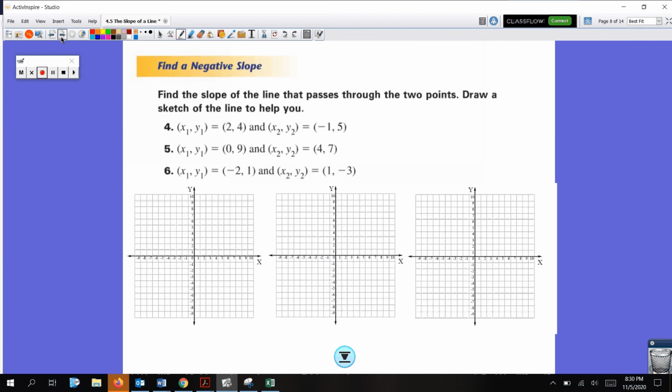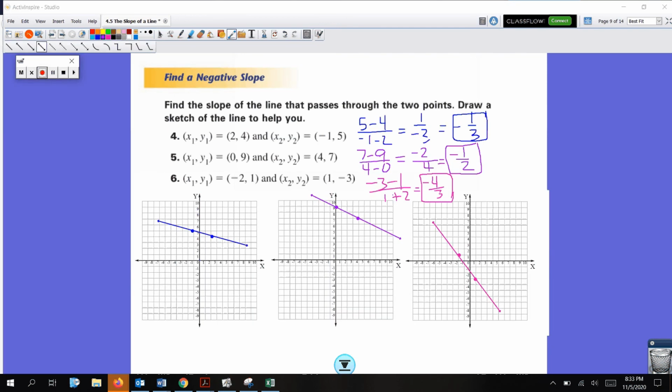All right, so now you find these negative slopes in the next 3 problems. Make sure you pause the video and use the slope formula and check your work against mine. All right, so number 4 I have in blue, negative 1/3. Number 5 is in purple, negative 1/2. And number 6 is in pink, negative 4 over 3.